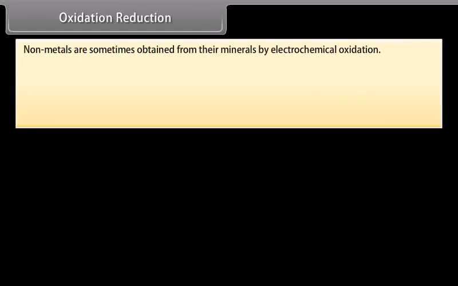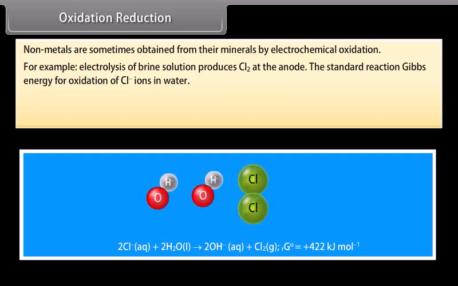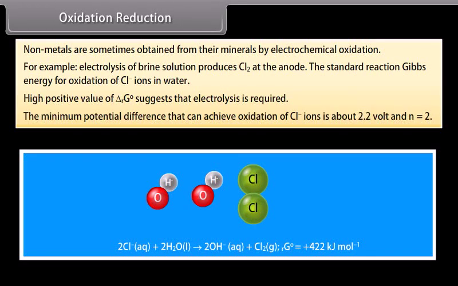Oxidation reduction. Non-metals are sometimes obtained from their minerals by electrochemical oxidation. For example, electrolysis of brine solution produces Cl2 at the anode. The standard reaction gives energy for oxidation of Cl- ions in water. High positive value suggests that electrolysis is required. The minimum potential difference that can achieve oxidation of Cl- ions is about 2.2 volt and n is equal to 2.